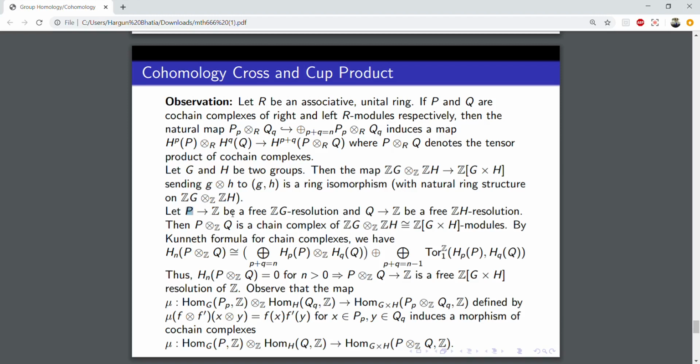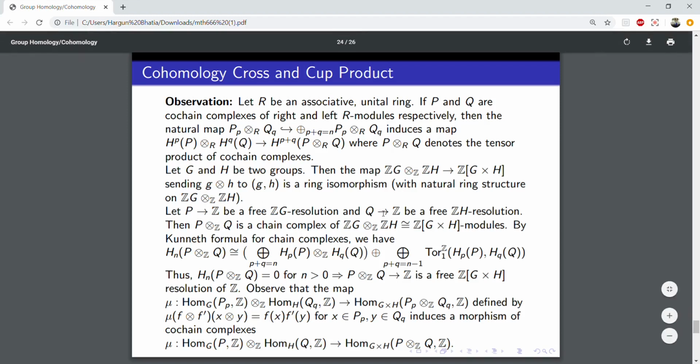Now suppose P is a free ZG resolution of Z, and Q is a free ZH resolution of Z. Then I take this P tensor Q over Z. This is a chain complex of, this is a ZG module, this is a ZH module. So this is considered as a left ZG module and a right ZH module. This is a ZG-ZH bimodule, and with that it's also a module over ZG tensor ZH, which is isomorphic to this. So this is a module over this ring.